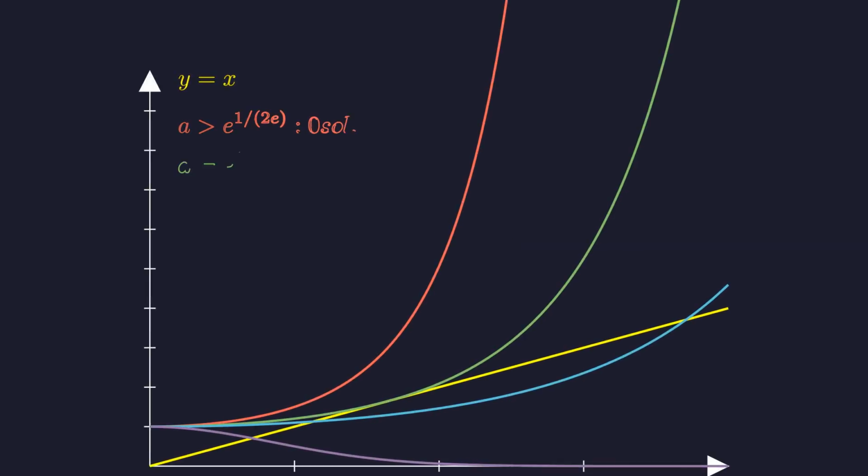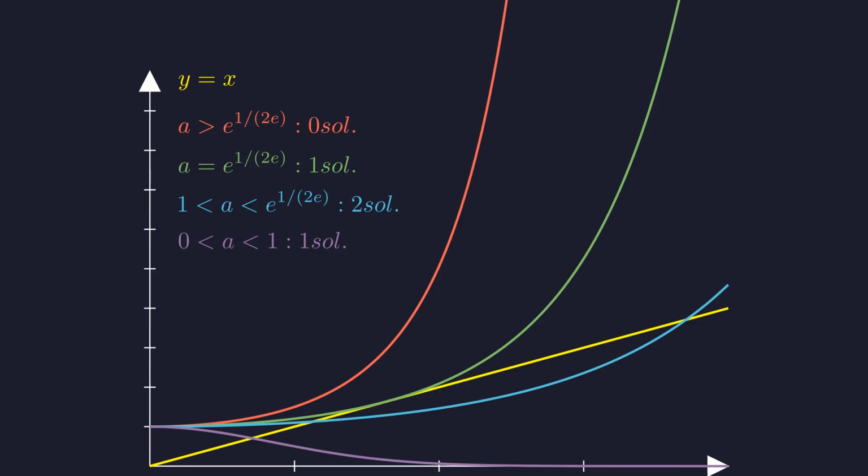Let's visualize this by graphing the two sides of our original equation. Y1 equals a to the x squared and y2 equals x. First, the yellow line y is equal to x is our reference. We are looking for intersections with this line. Here is the red curve for a equals 1.5, which is greater than our critical value. As predicted, it grows too quickly and never intersects the line.